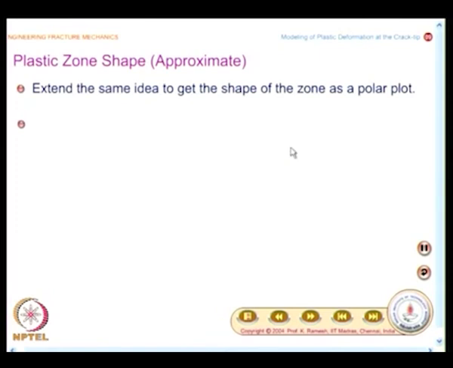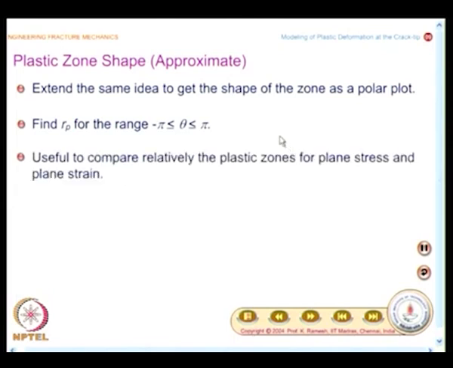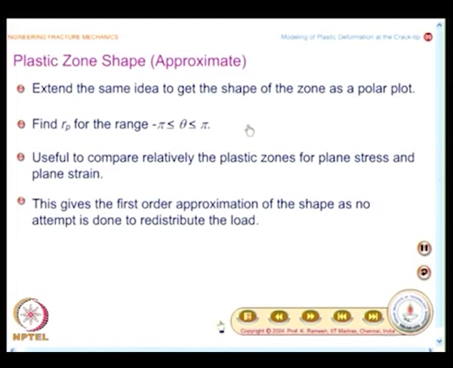We have the expressions for sigma 1 and sigma 2 in terms of theta. So, we will express the value of Rp in the range minus pi to pi as a function of theta, and draw the polar plot that will help us to relatively compare the plastic zones for plane stress and plane strain. This is the purpose.